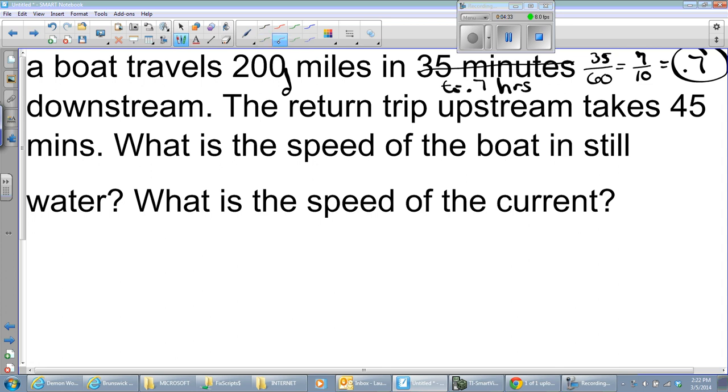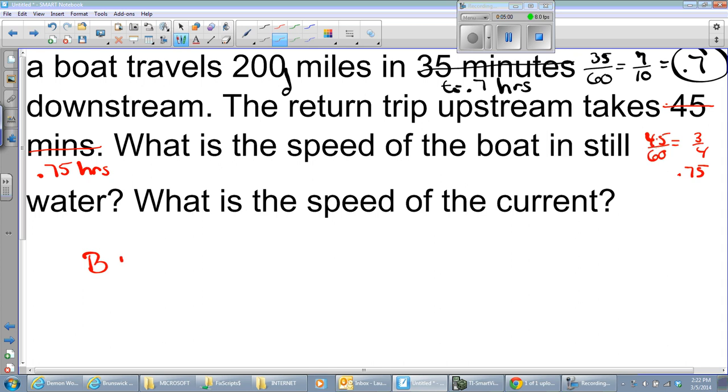Now we're going to do the same thing down here. The return trip takes 45 minutes. Well, let's see, 45 over 60 is 3/4 of an hour, or 0.75 hours. So I'm going to get rid of the 45 minutes, and I'm going to replace it with 0.75 hours. And hopefully that will help you. Alright, so I've got a boat.